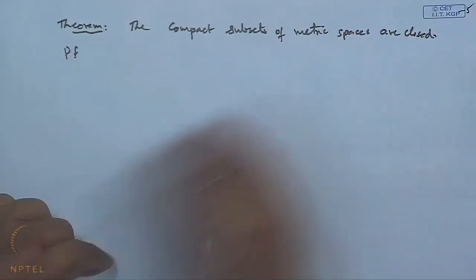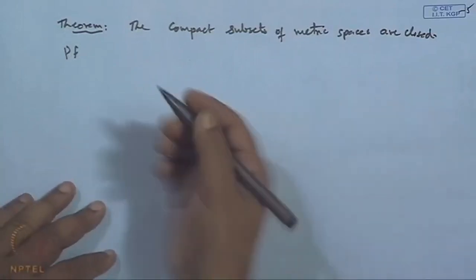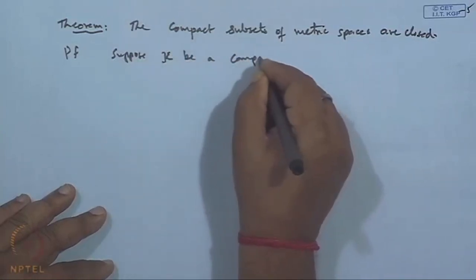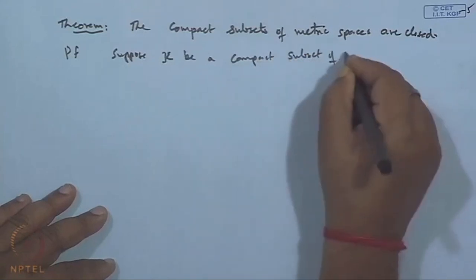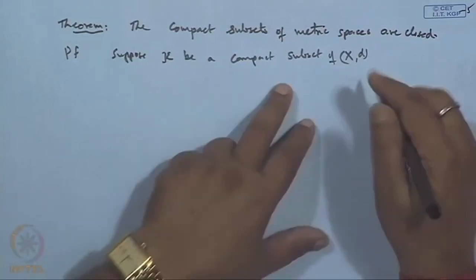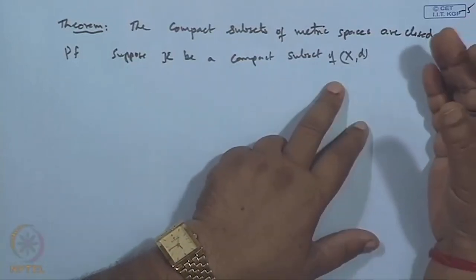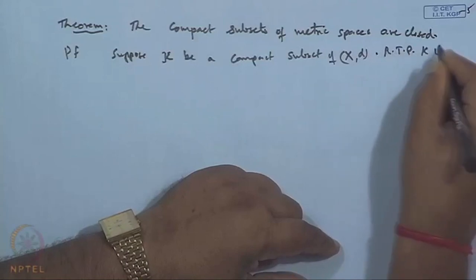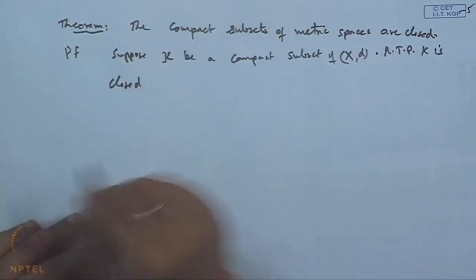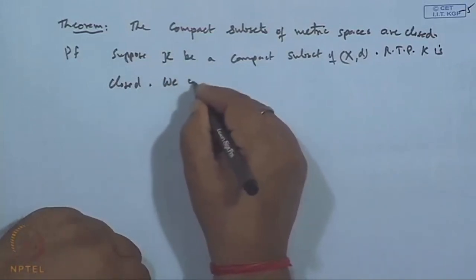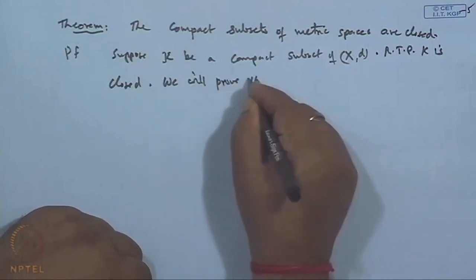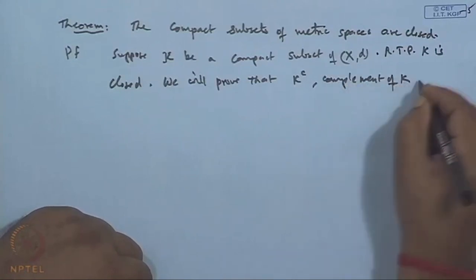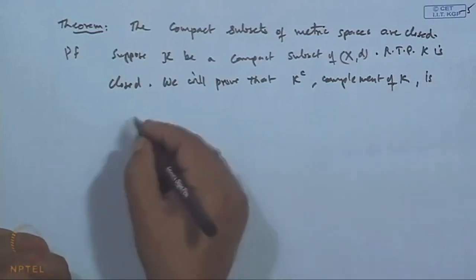Let's see the proof. This we will prove by contradiction. Suppose K is a compact subset of X, d a metric. In order to show K is closed, we will prove that its complement, K^c, is an open subset of X.